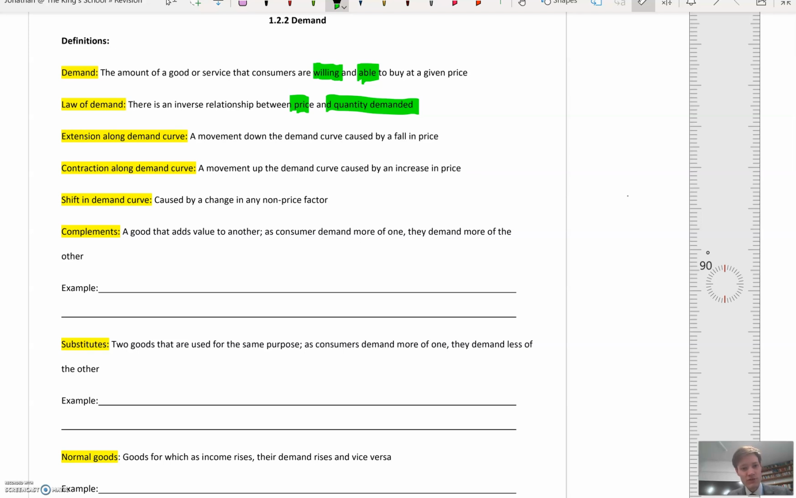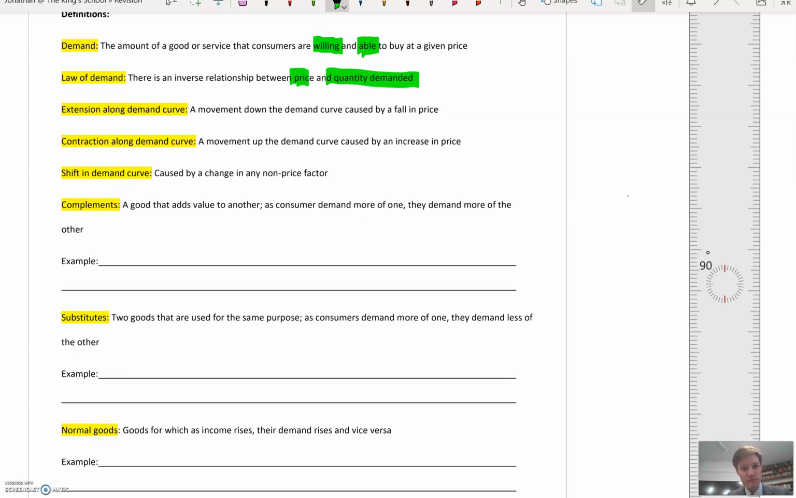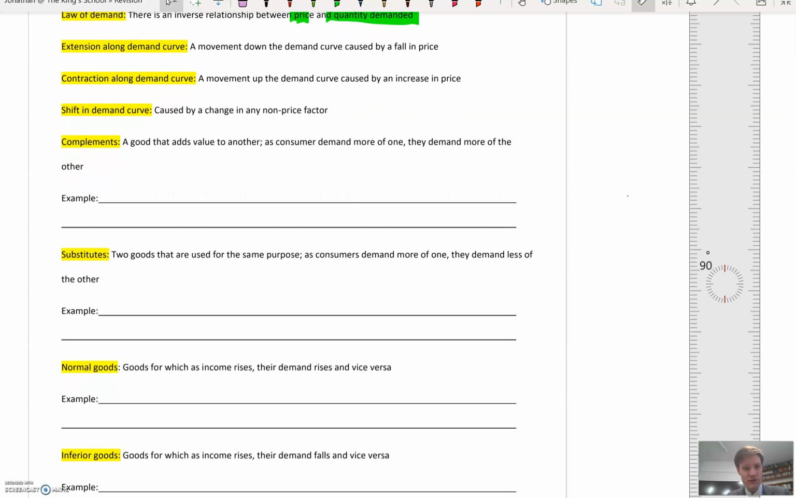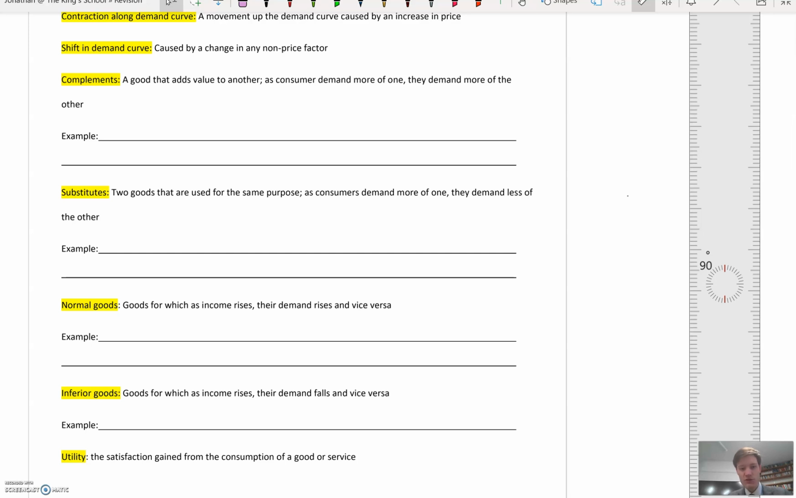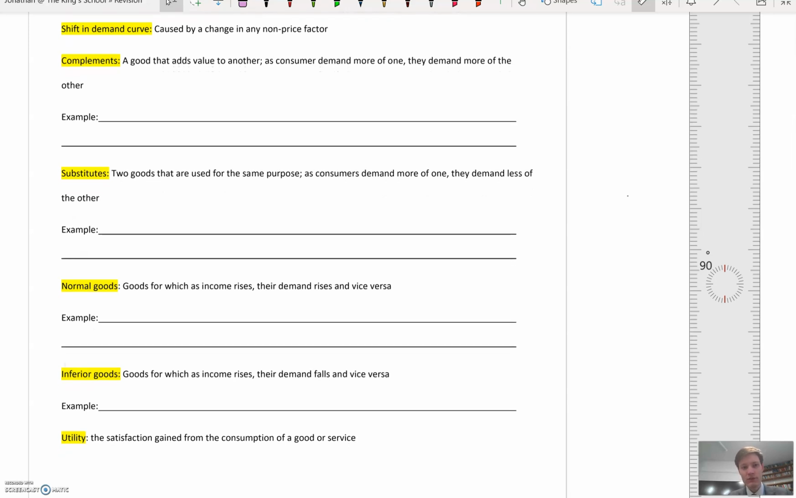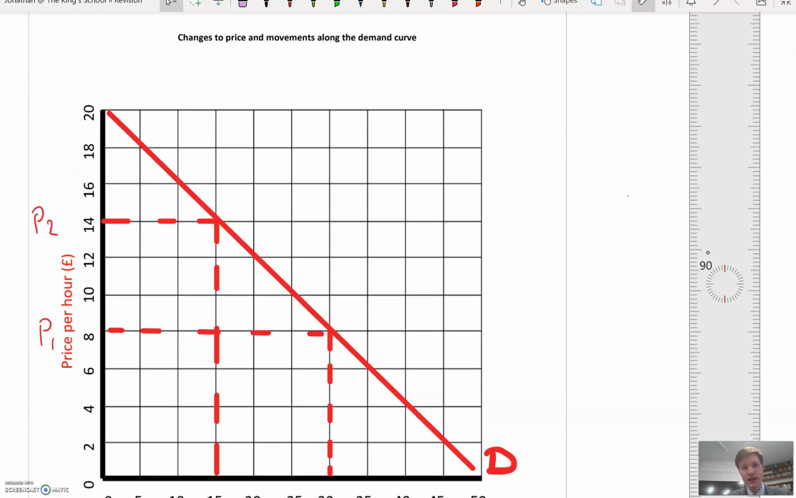We have got extensions and contractions, which we'll talk about in a minute, and we're going to talk about shifts as well. Complements, substitutes, normal and inferior goods. I'm going to assume that you understand those. If you don't, just refer to those definitions there.